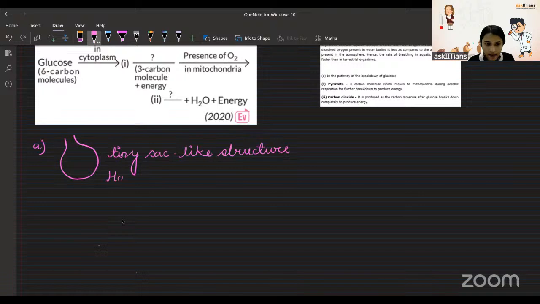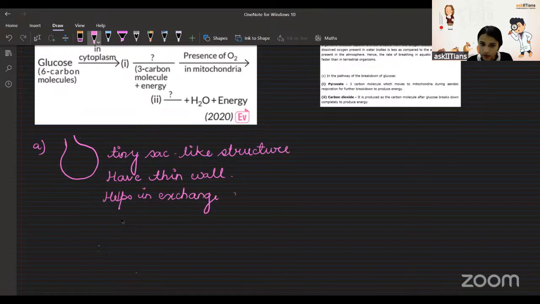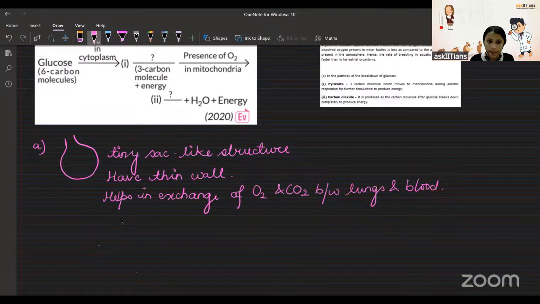and the alveoli have thin walls. This is the site where gaseous exchange takes place. So what is the function of alveoli? It helps in exchange of oxygen and carbon dioxide between lungs and blood. This is the function of your alveoli. Here you will see this alveoli is well supplied with blood vessels, so carbon dioxide which is present in the blood will enter inside the alveoli, and oxygen will enter into the blood by the process known as diffusion. So this alveoli helps in the exchange of oxygen and carbon dioxide between lungs and blood.